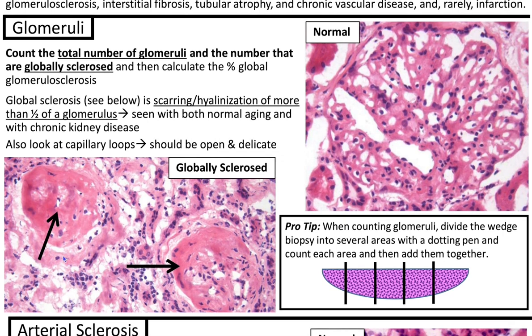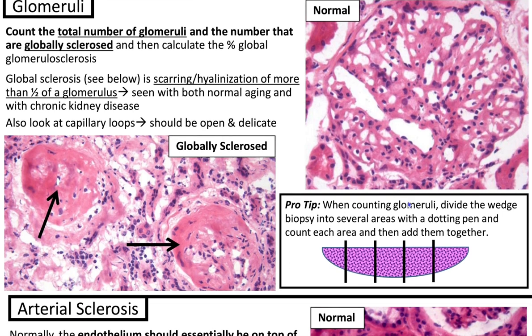And you also look at the capillary loops. It should be open and delicate. A pro tip: when counting glomeruli, divide the wedge biopsy into several areas with a dotting pen, and then count each area and then add them together.